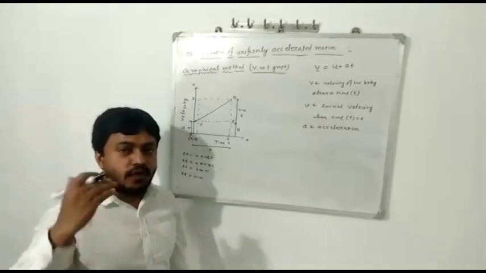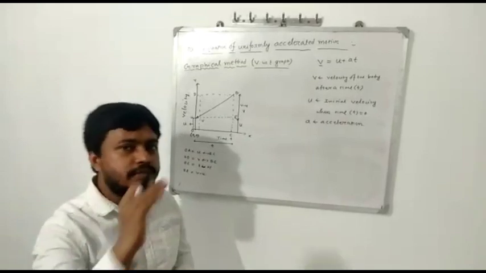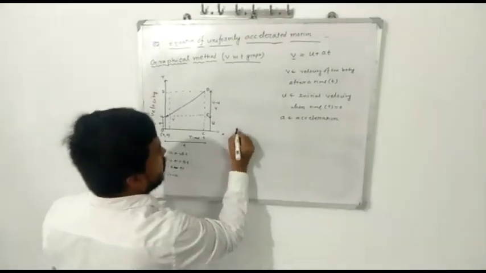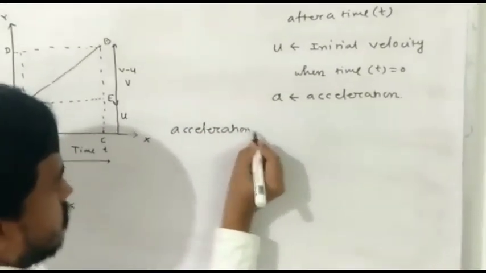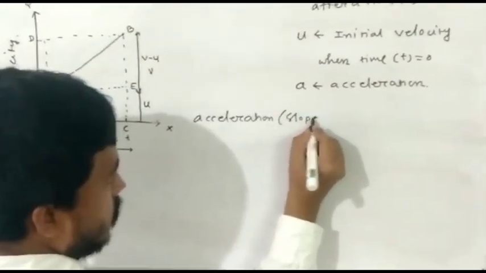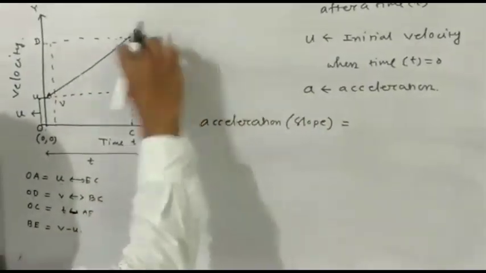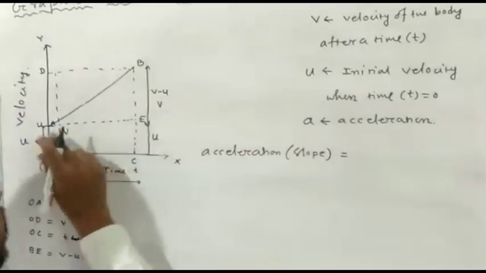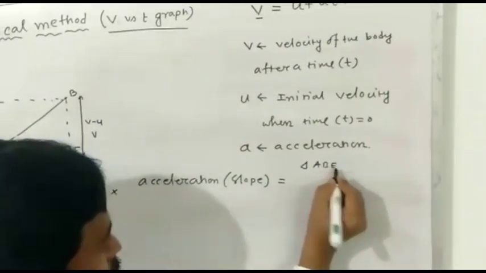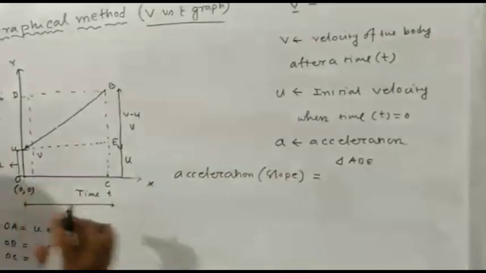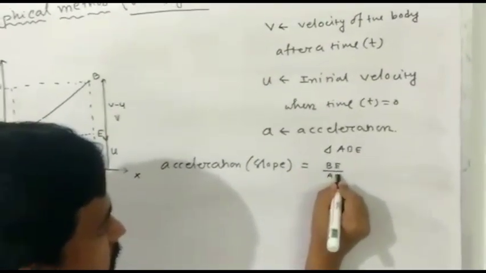So if you target to find the value of acceleration from the velocity time graph, you just find the slope of the corresponding graph. Acceleration equals the slope of the velocity time graph. Slope equals the ratio of the y-axis to the x-axis. So you can choose the triangle ABE. For the triangle ABE, the slope will be equal to BE by AE, the ratio of the y-axis to the x-axis.